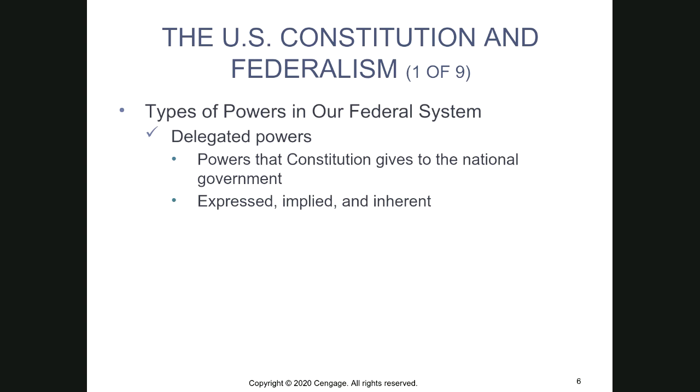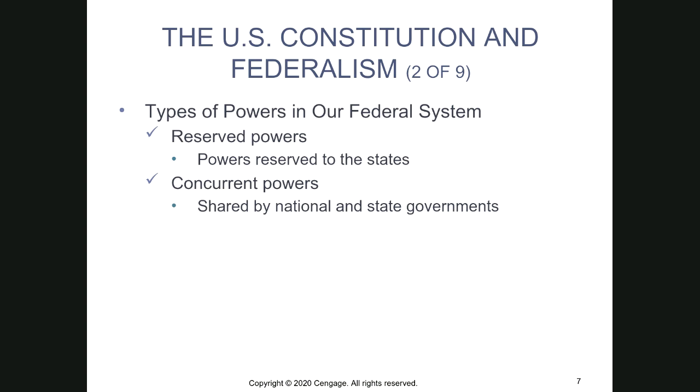Okay, so those are the powers that the federal government gets. Those are the delegated powers, expressed, implied, and inherent. And remember that for the most part in this course, we're talking about the expressed and implied powers. Now let's talk about what powers the state gets. So the state has reserved powers.